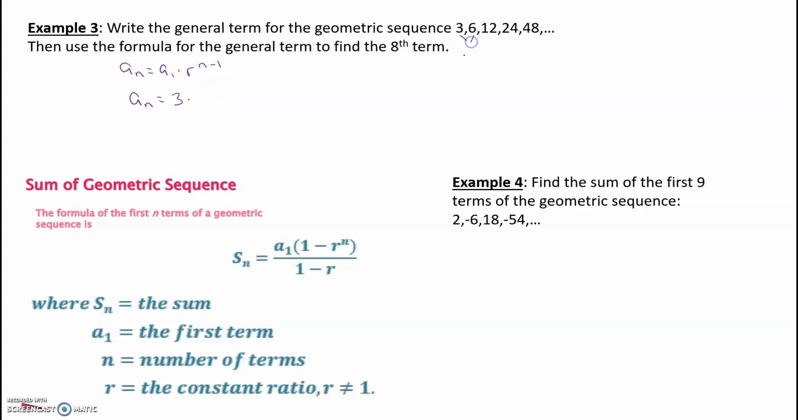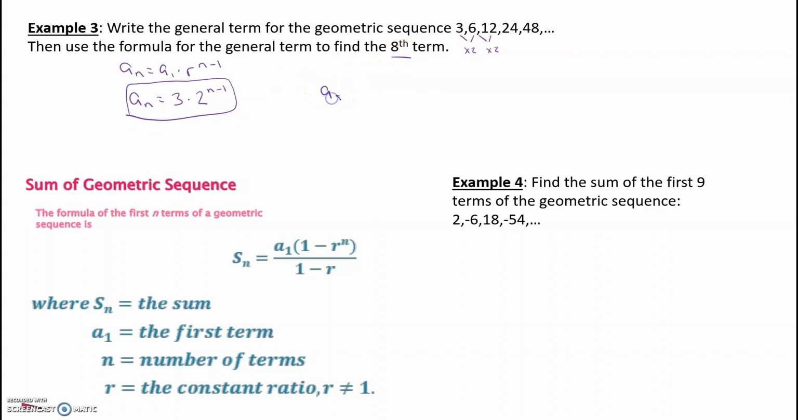To get from 3 to 6, I had to multiply by 2. To get from 6 to 12, I had to multiply by 2. You can also find it by dividing. If you do 6 divided by 3, I get 2. 12 divided by 6 gets me 2. 48 divided by 24. So my ratio is 2 to the n minus 1. So there's my general term formula for this geometric sequence. Then we're going to use the formula to find the 8th term.